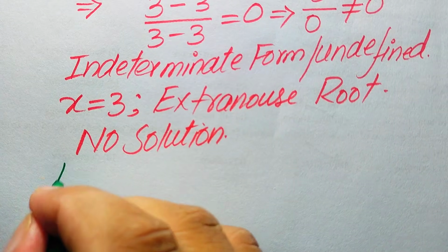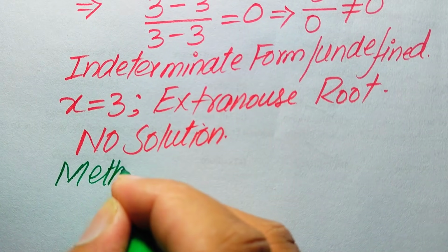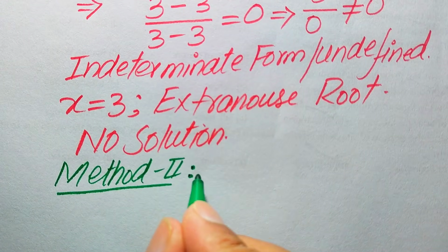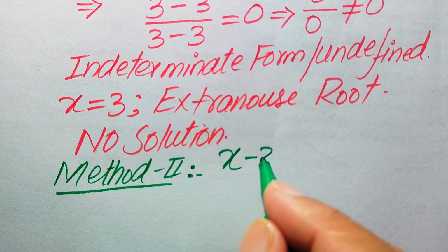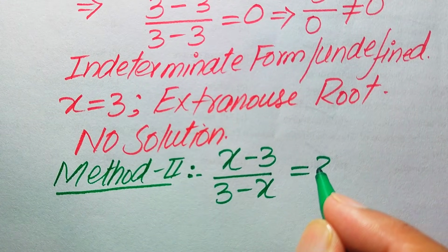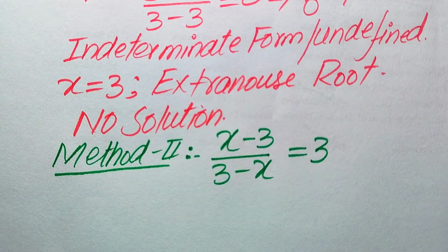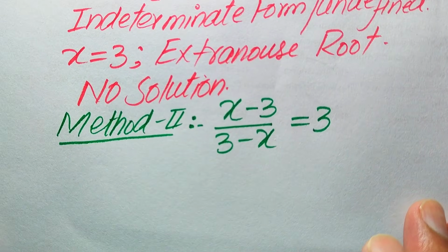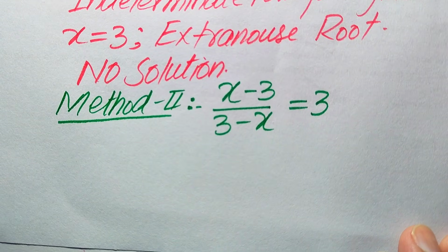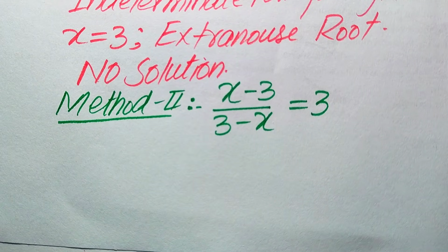Now we again solve this problem by the second method. For the second method, we copy down the given question statement: (x − 3) divided by (3 − x) equals 3. You know that our second method is a very straightforward and quick method. Here we quickly determine the solution set of this problem.